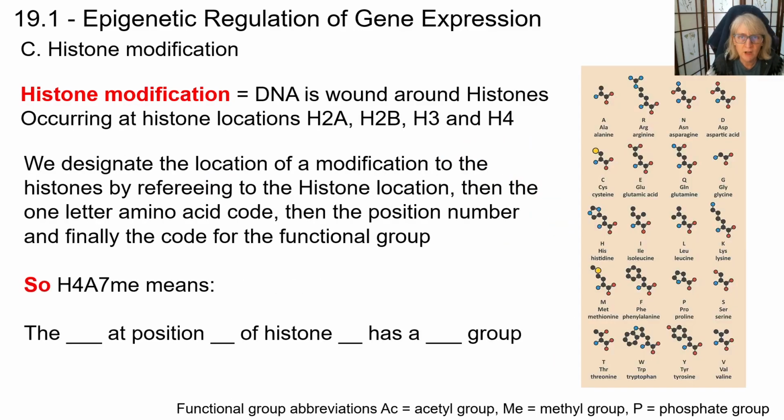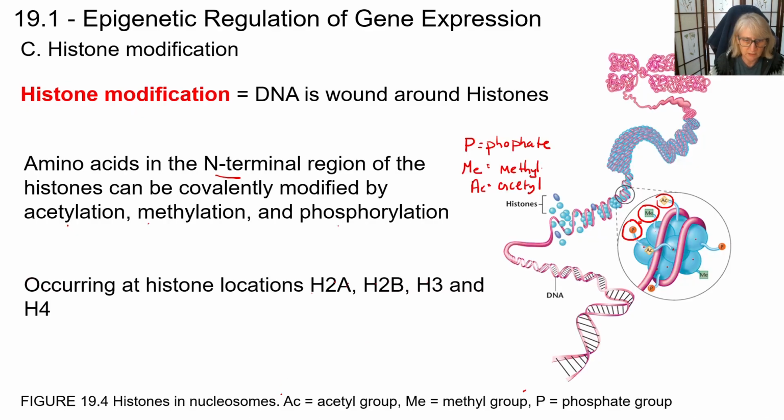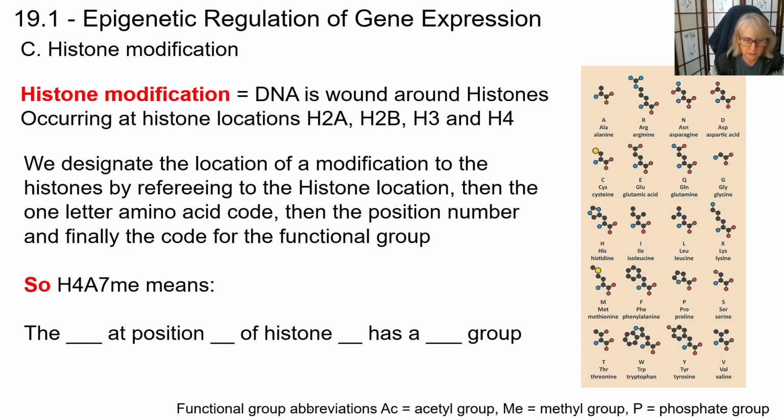So when I modify those histones, I can go back here. That was really, really fast. I'm going to leave this at the bottom. There it is, the functional group abbreviations. When I modify my histones, I'm going to modify at 4 possible locations: histone 2 at either A or B, histone 3, or histone 4 of my 8 histone nucleosome shape where the DNA is wrapped around it.